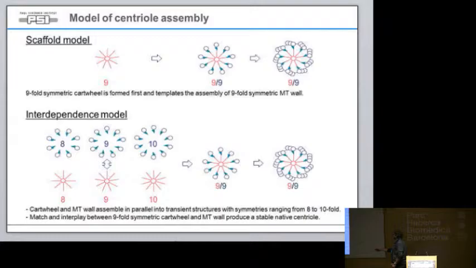The interdependence model suggests that both the cartwheel and the microtubule wall assemble in parallel into transient structures with symmetries that run from 8 to 10-fold. And it's the match and the interplay between the 9-fold symmetric cartwheel and the microtubule wall that finally can produce a stable and native centriole.